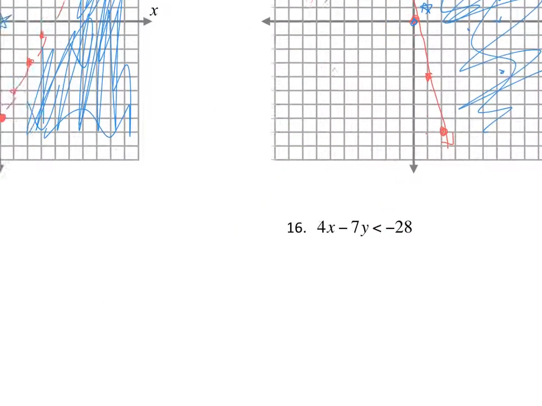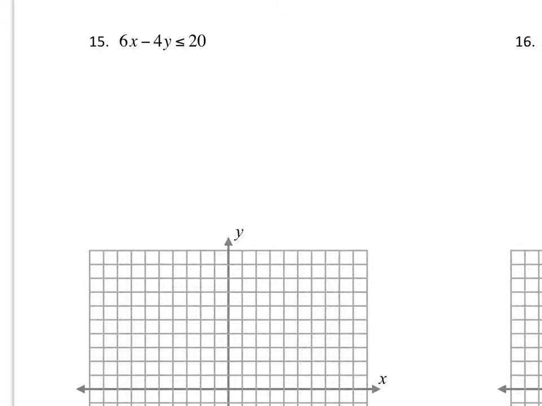Let's move on. 15. Standard form. You need to refer back to page 3. We talked about standard form, AX plus BY equals C. It's all about finding the intercepts. So if I want to graph the line, let's do x-intercept in red, y-intercept in blue. The x-intercept is going to have a y value of 0.